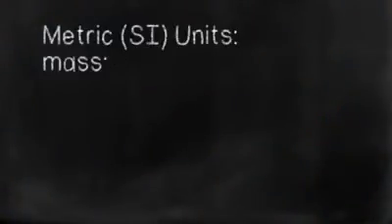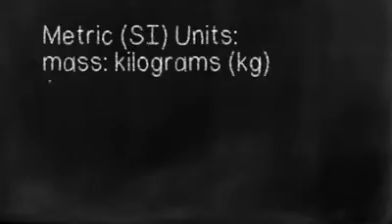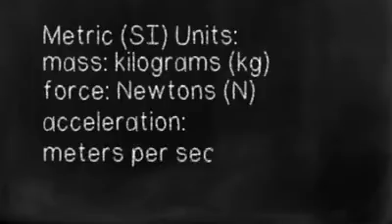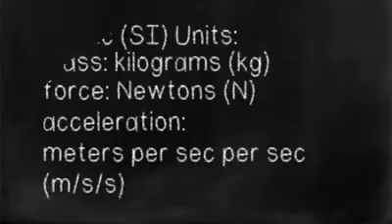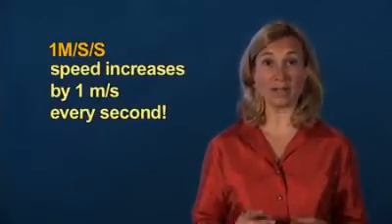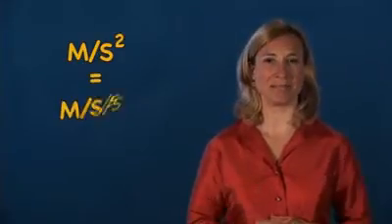Newton's second law relates acceleration to force and mass. In metric units, mass is in kilograms and force is in newtons. Acceleration then comes out in meters per second per second. An acceleration of 1 meter per second per second means the speed increases by 1 meter per second each second. The units are often written as meters per second squared, even though they really mean meters per second per second.